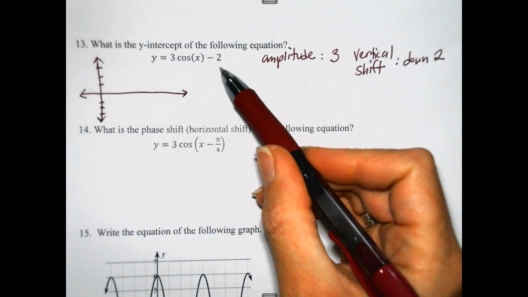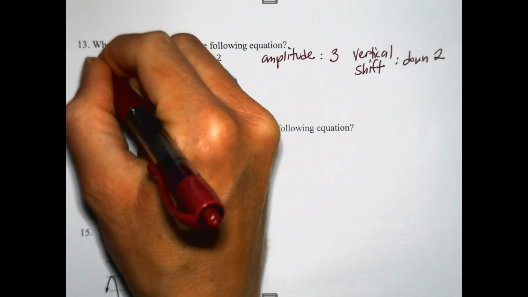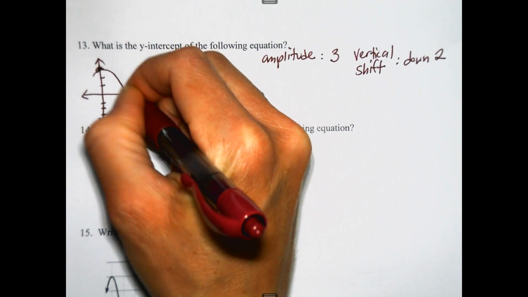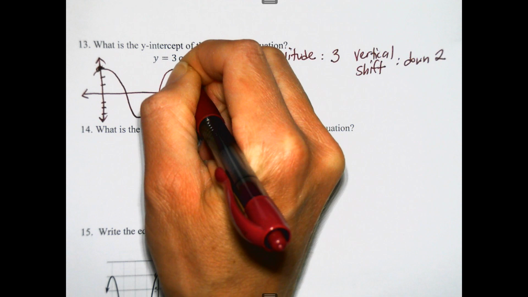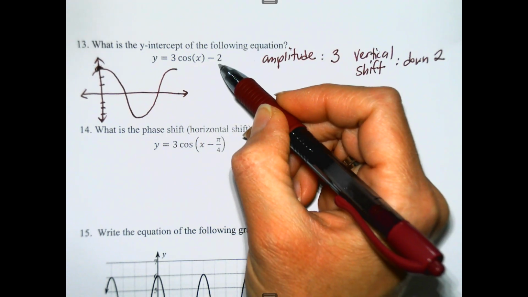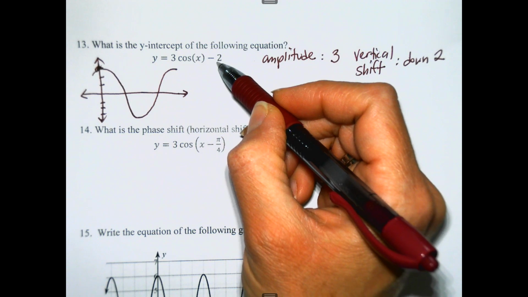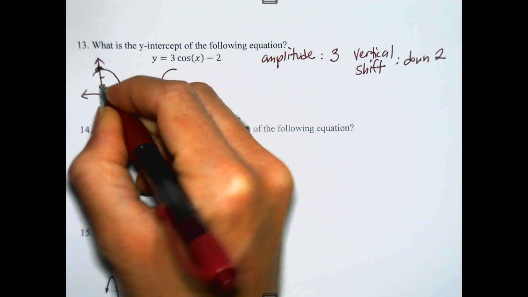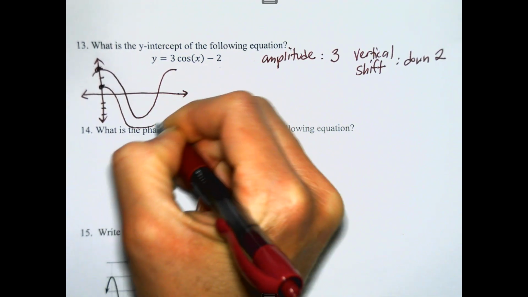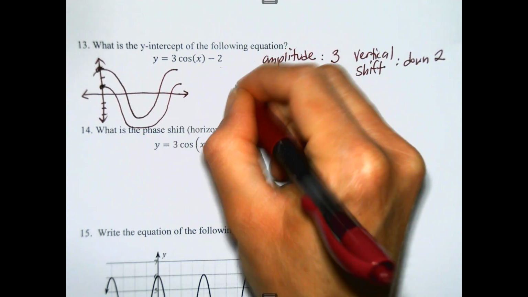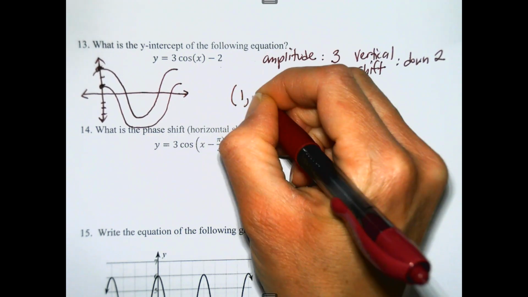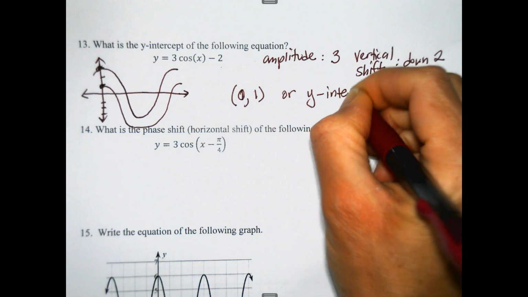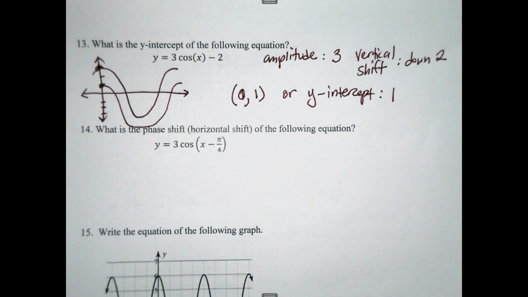So without this vertical shift, our cosine function would start here up at +3, and it would go down to -3. However, every point has now been shifted down by 2 units. Therefore, this intercept is going to move down 2, and our new location would be at +1. Therefore, our y-intercept is going to be at 0, 1, or you could say that the y-intercept is at +1.